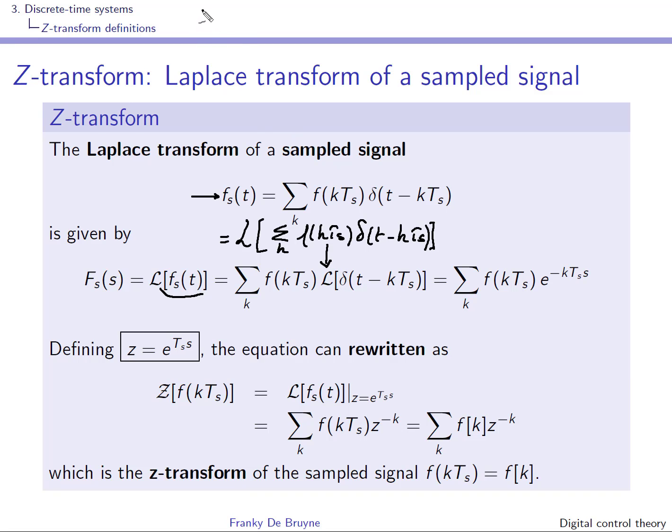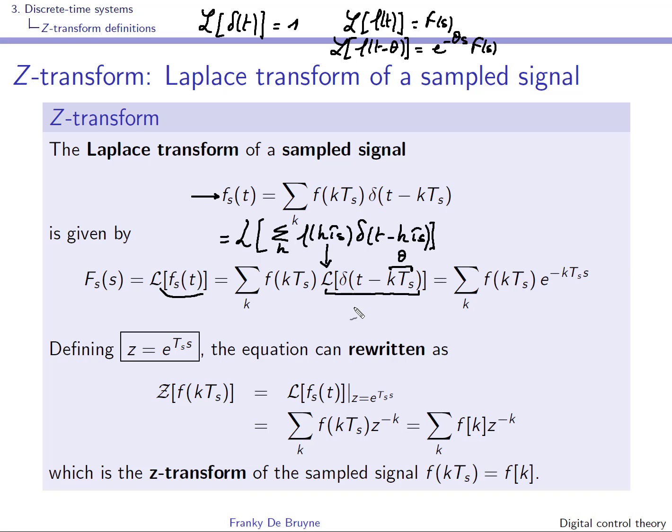I won't do it, but you should be able to find that the Laplace transform of a delta is equal to 1. You can start from the definition of the Laplace transform. You should also be able to show that if the Laplace transform of f of t is F of s, then if you do the time shifting of the function f of t by a quantity tau, the Laplace transform will be e to the minus tau s F of s. So this means that this Laplace transform, where kTs plays the role of tau, is e to the minus kTs s, right?